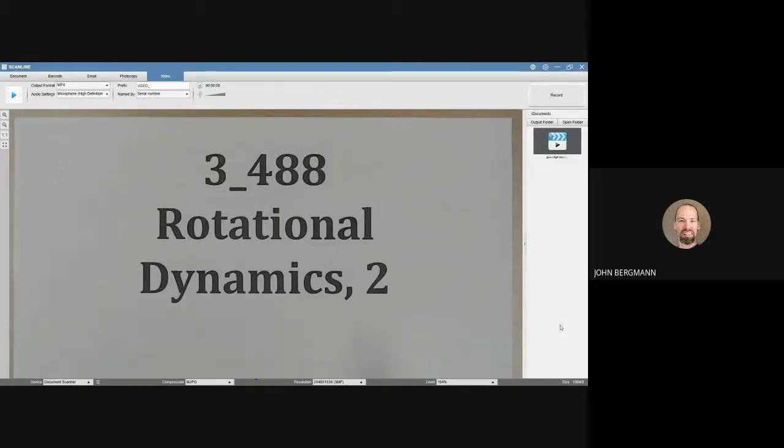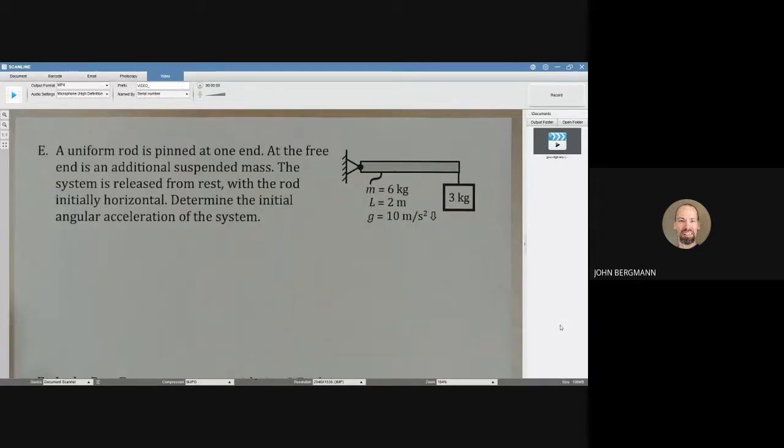Rotational dynamics 2. A uniform rod is pinned at one end. At the free end is an additional suspended mass. The system is released from rest with the rod initially horizontal. Determine the initial angular acceleration of the system.